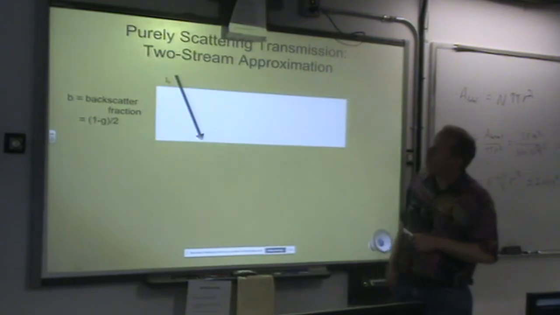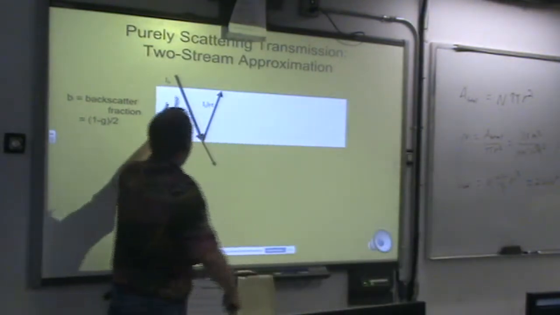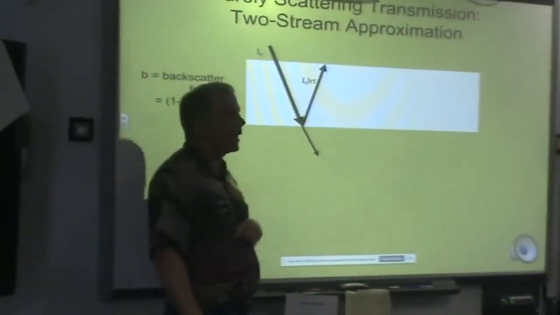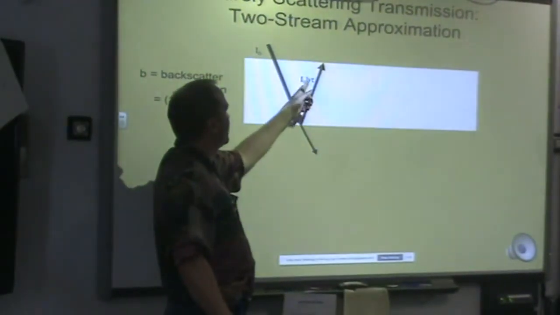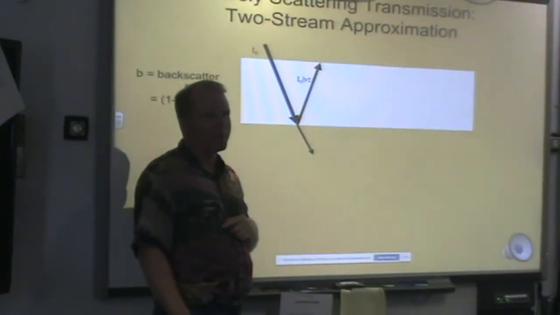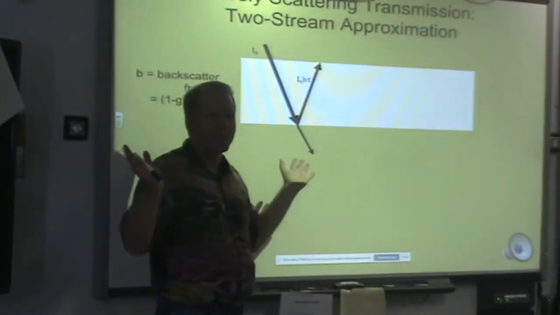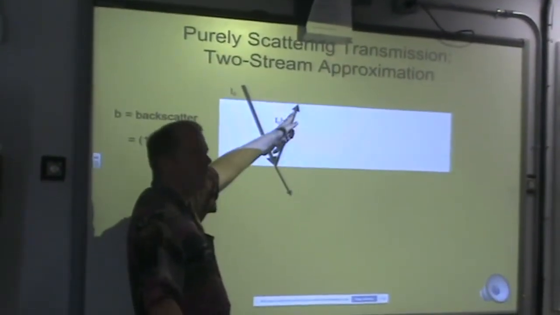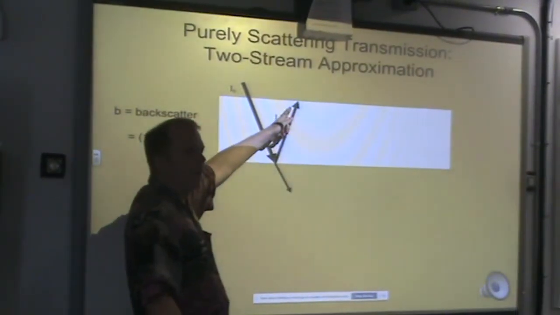So we have light that comes in, and then a fraction of it is going to be backscattered. How much is backscattered? The original intensity times the optical depth times the backscatter. Okay? Makes sense? And then how much would be transmitted? This much is reflected, and there's no absorption. How much is transmitted?